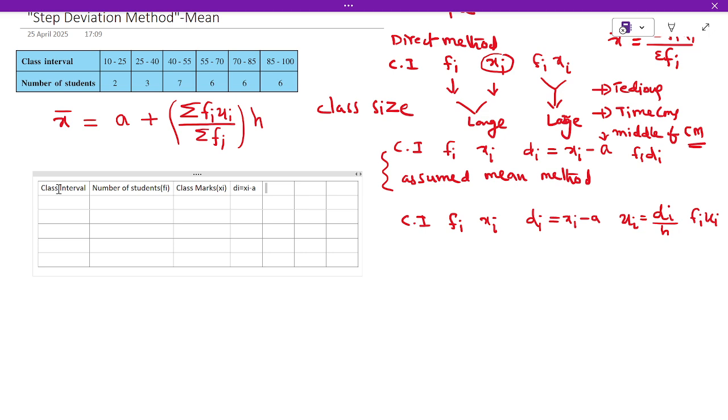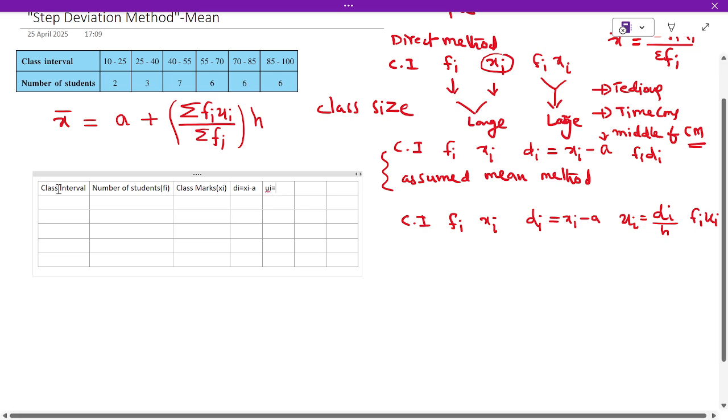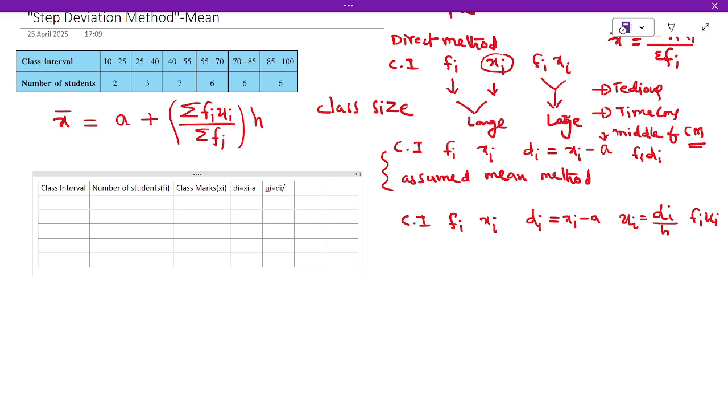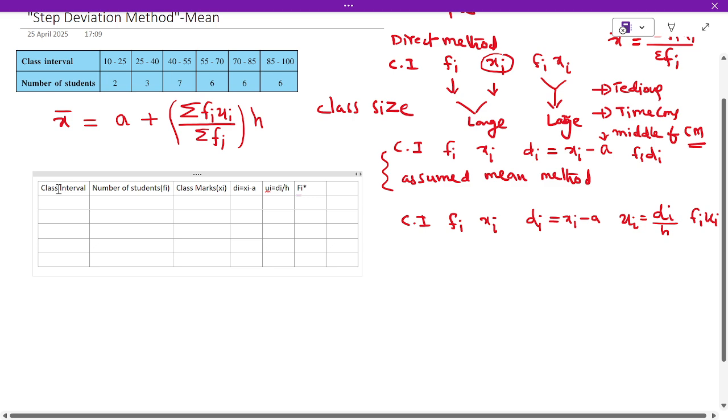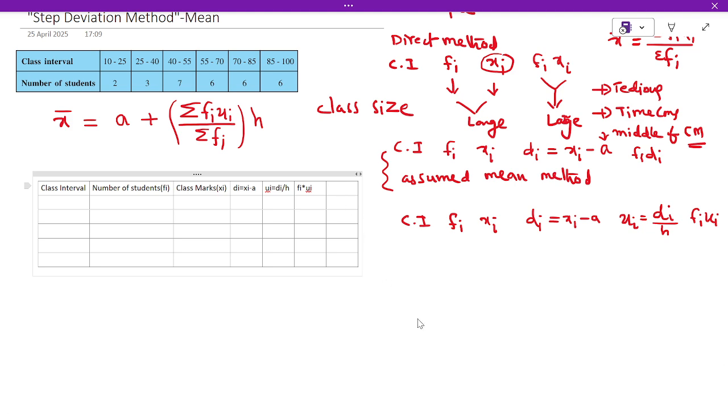Now the fourth part comes, the step deviation. Here, instead of taking di, we are taking a number called ui. How will we define ui? We just divide this deviation by the class size. Then we take the multiplication of fi into ui. Okay, so let me delete the column.